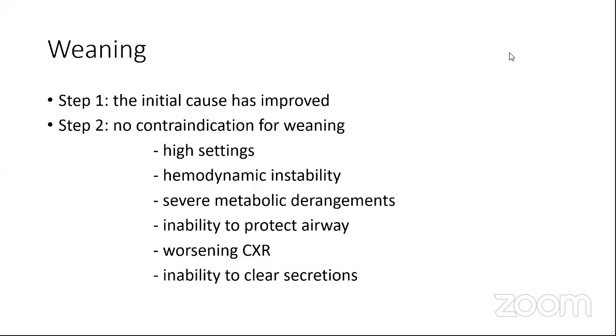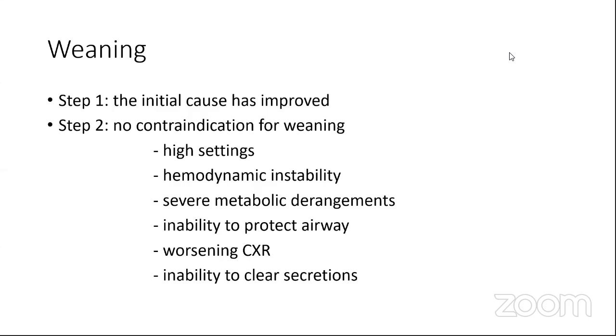Weaning. The main goal, the dream, of a ventilated patient in ICU is always weaning, which is the liberation of the patient from mechanical ventilation. So to start with, the first step of thinking of weaning is that the initial cause for which you have ventilated the patient has improved. For example, if a patient has ARDS and you're ventilating him for this reason, then his oxygenation parameters and X-ray need to have improved before you think of weaning. If this has happened, then you take it to step 2.